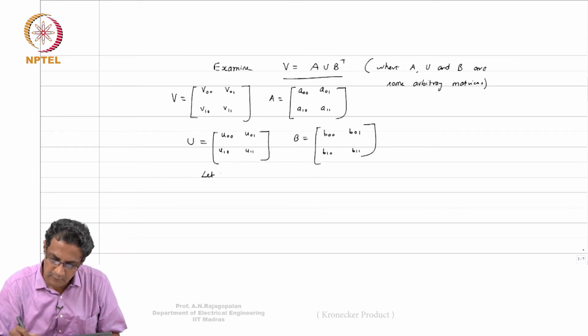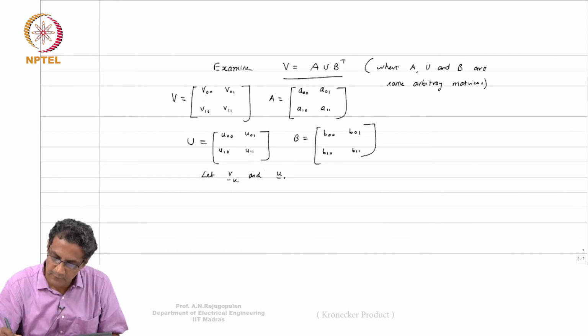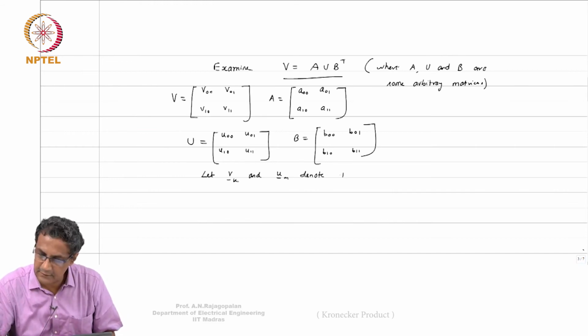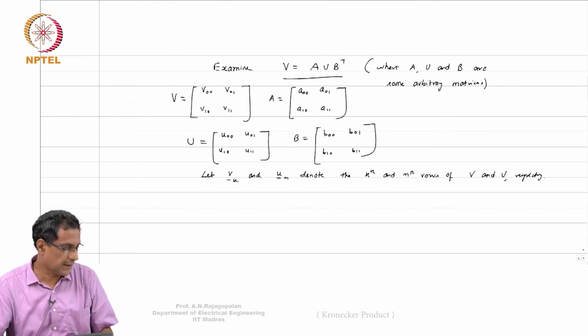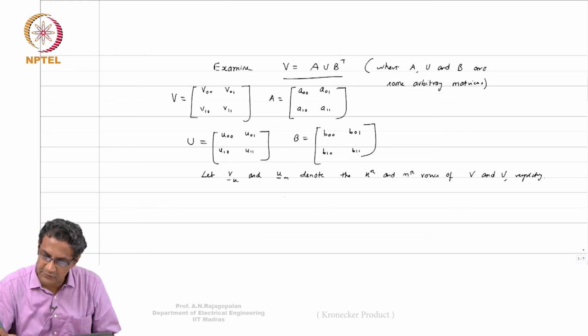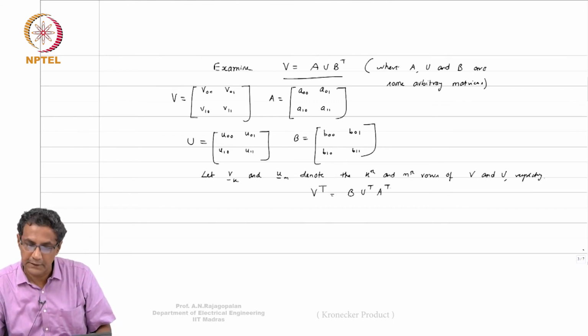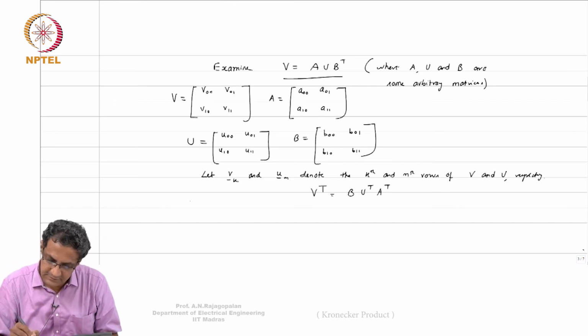Now let V_k and U_m denote the kth and mth rows of V and U respectively. Now if you take V transpose, what is it? It is B U transpose A transpose. Now let's just write down V transpose.